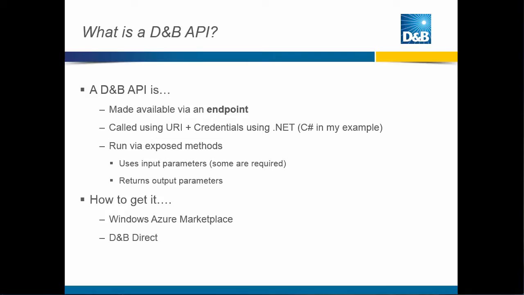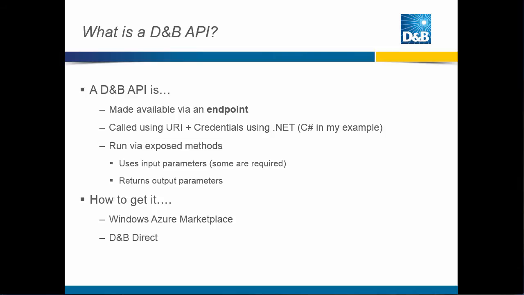So we're looking at business verification via the lens of an API, or an application programming interface. In general, a D&B API is made available via an endpoint. Specifically, it's an address, and we'll see that in the code. It's called using that URI or that address and a set of credentials, which in this case will be our login ID and our key. And I'm going to be showing C# with .NET in my code example. Then to run this particular service, you run via exposed public methods that are documented via a proxy class. They use input parameters, some are required, and they return output parameters.